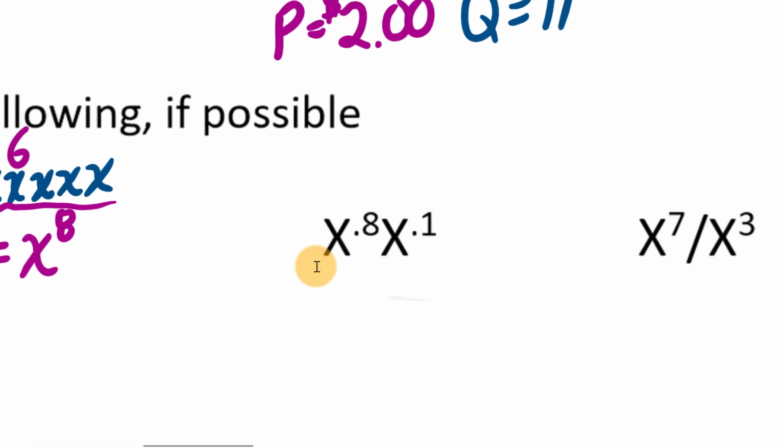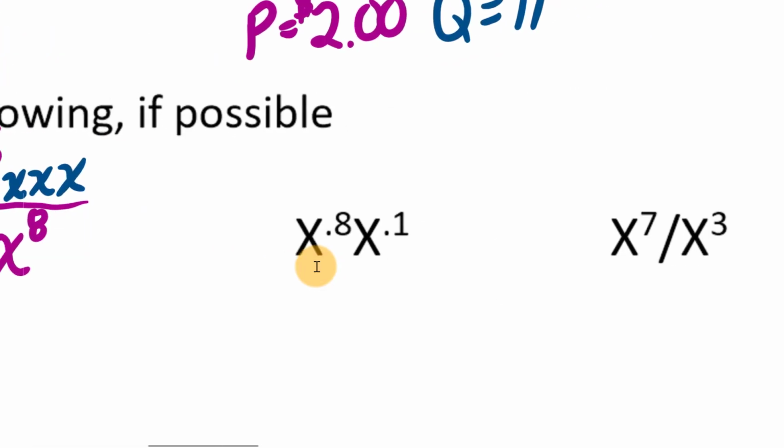All right, well, let's look at the next one here. What if instead of having whole numbers as exponents, we have something else? 0.8 and 0.1. Can we simplify this, and if so, how? Yes, we can. And it's the same rule. So add the exponents. We take x to the 0.8, x to the 0.1, and this equals x to the 0.9. Just add 0.8 plus 0.1.